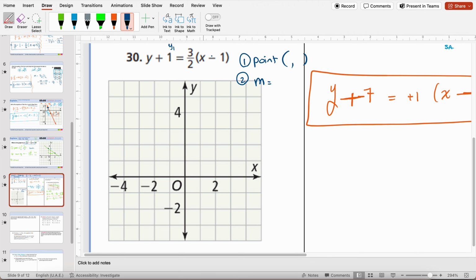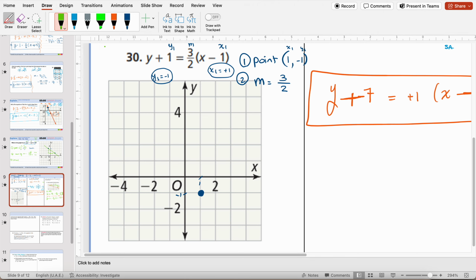I know this is y1, this is x1, and this is m. Again, what's y1? It's not positive 1, it's opposite. So y1 is negative 1. x1 is, instead of negative 1, it's going to be positive 1. Only 1, okay? So x1 is 1, y1 is negative 1. I found my point. Where is 1, negative 1? 1 in the x, negative 1 in the y, connect. Here is my point. Then slope, it's 3 over 2.